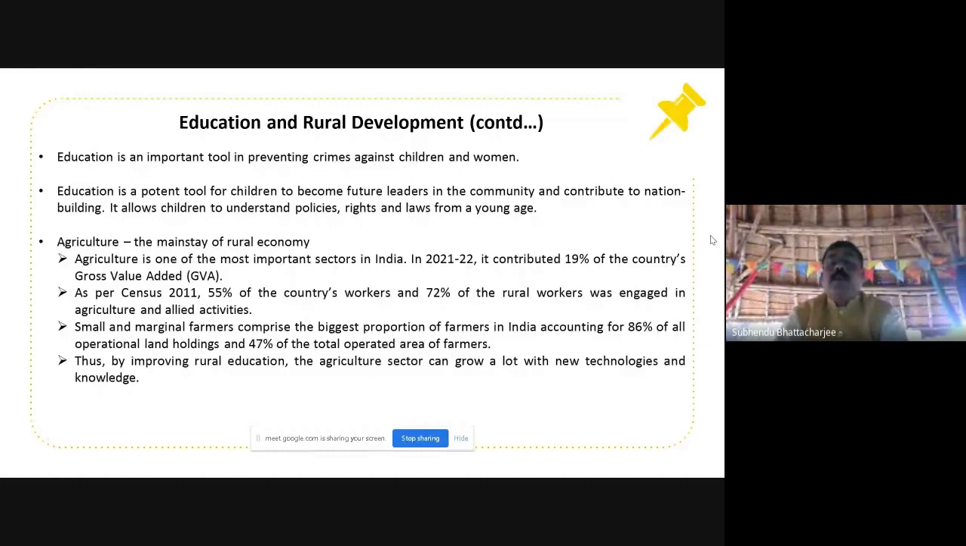Here I would say that agriculture is one of the most important sectors in India. In 2021-22, it contributed 19% of the country's gross value added. Of all the rural workers, 72% are engaged in agriculture and allied activities. Small and marginal farmers are the biggest group, holding 86% of land and 47% of the total operated area of farming. Thus, by improving rural education, the agriculture sector can grow a lot with new technologies and knowledge, where increasingly the sector is facing distress. And as the Director General has said, the GDP share from the agriculture sector is coming down. So it's a great concern if you want to feed the entire population and engage them creatively in the development of society.